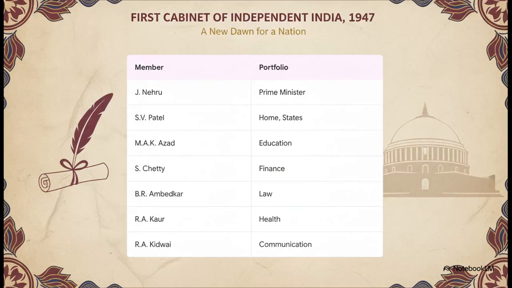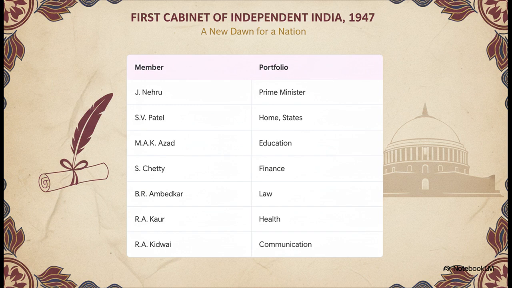And finally, the full 14-member First Cabinet of Independent India in 1947. Let's pay close attention to who shifted roles. Jawaharlal Nehru is now Prime Minister, holding external affairs, Commonwealth relations, and scientific research. Sardar Vallabhbhai Patel held home, information and broadcasting, and states. Dr. Rajendra Prasad retained food and agriculture. Maulana Abul Kalam Azad took education.